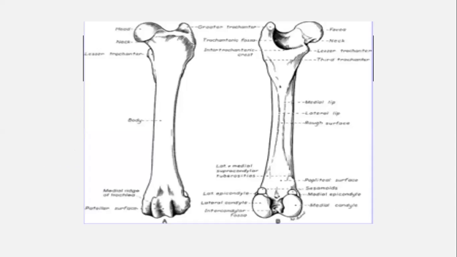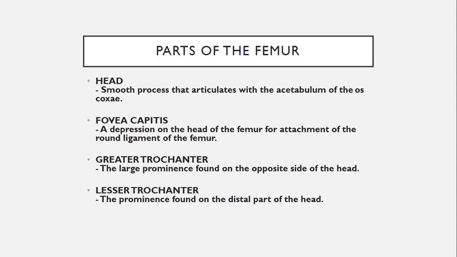So this is the femur. It has its head, greater trochanter. It also has a lesser trochanter, and a third trochanter. This is the cranial view or the anterior view, and this is the posterior view or the caudal view. Then we have these two sesamoids over here, which you will later find out what their names are.